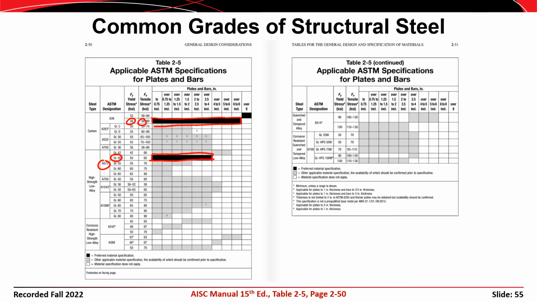And then there's also the caveat: if you get a steel plate that's greater than 8 inches in thickness, then the material strength drops down from 36 to 32 KSI, and it's just not available in any higher strengths.